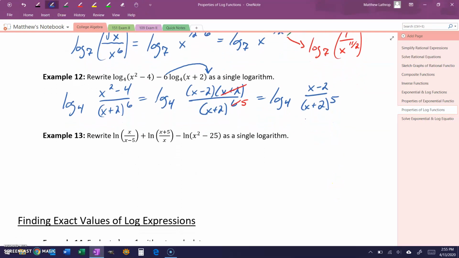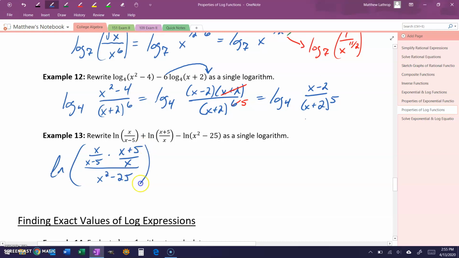In example 13, we've got three terms to combine. The first two are being added together. So this would be the natural log of x over x minus 5 times x plus 5 over x. And that last term is being subtracted, so it would be all of that divided by x squared minus 25.